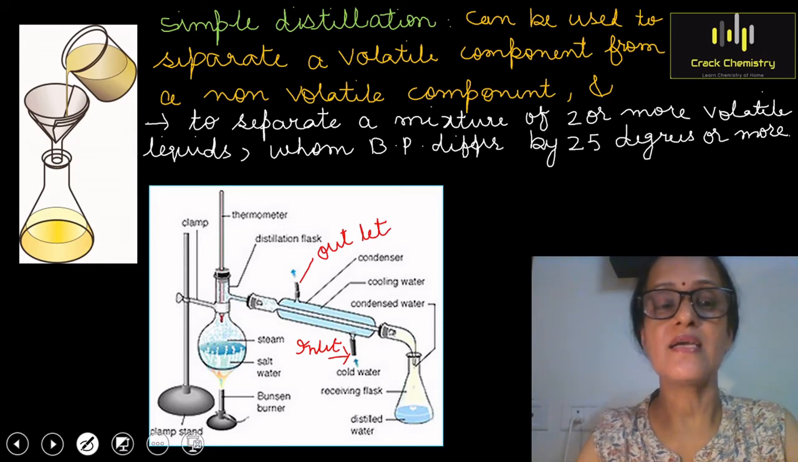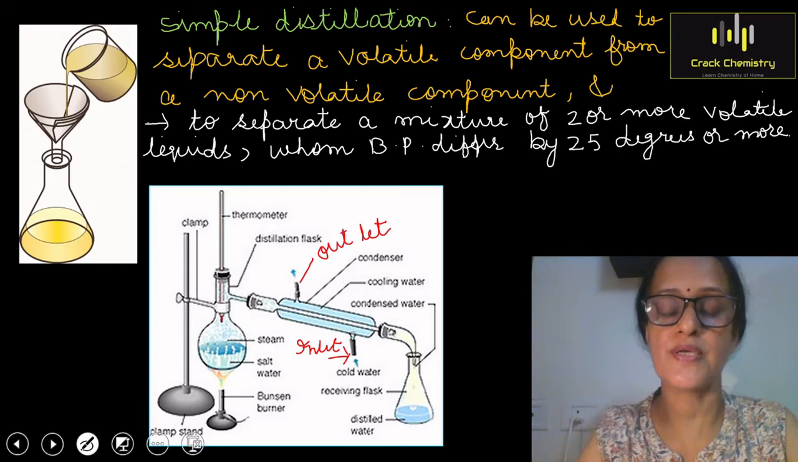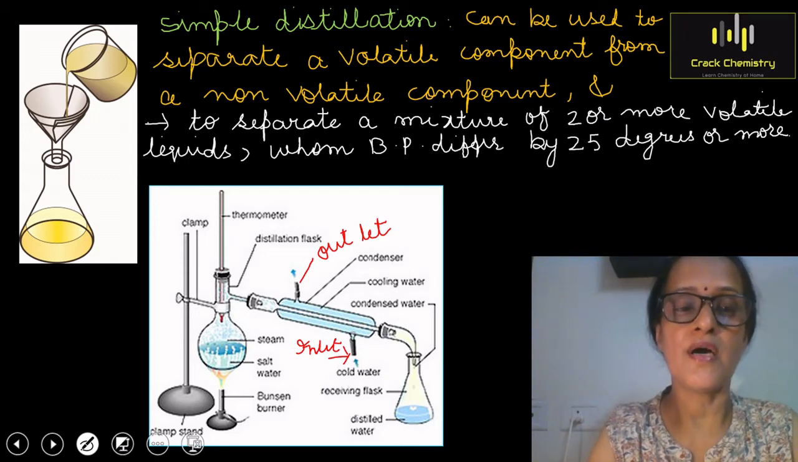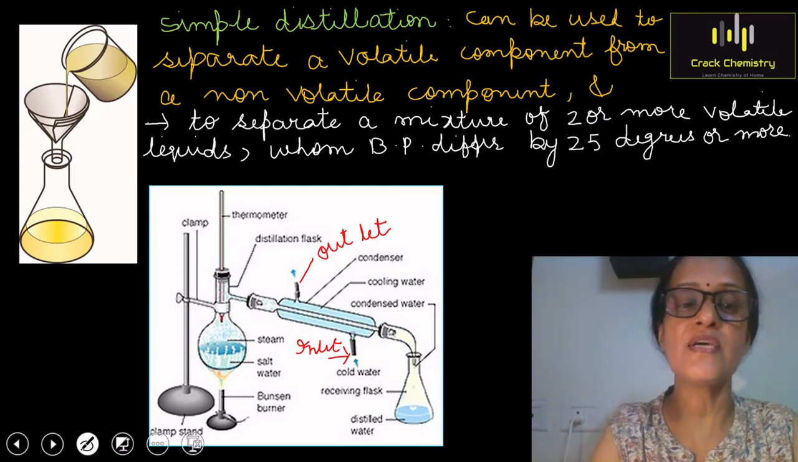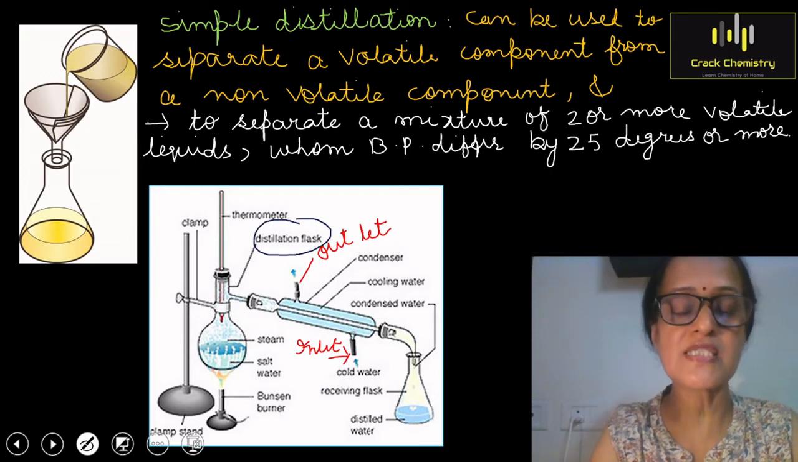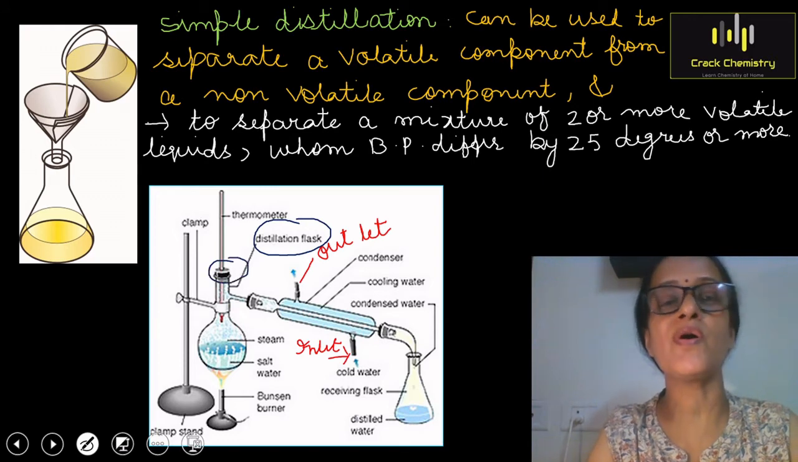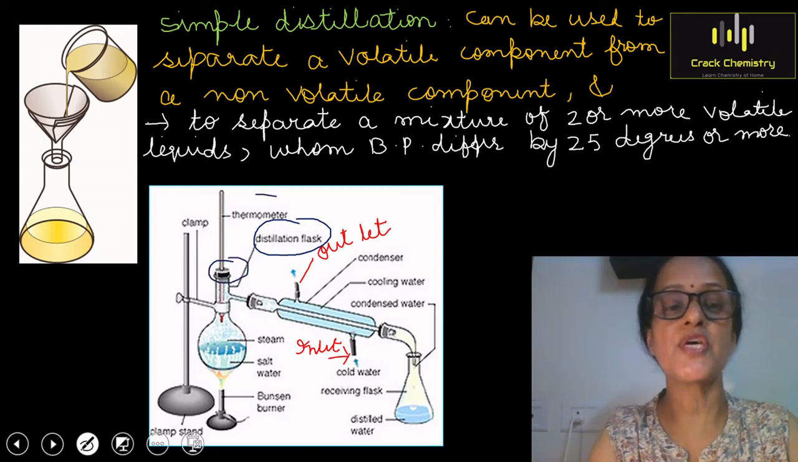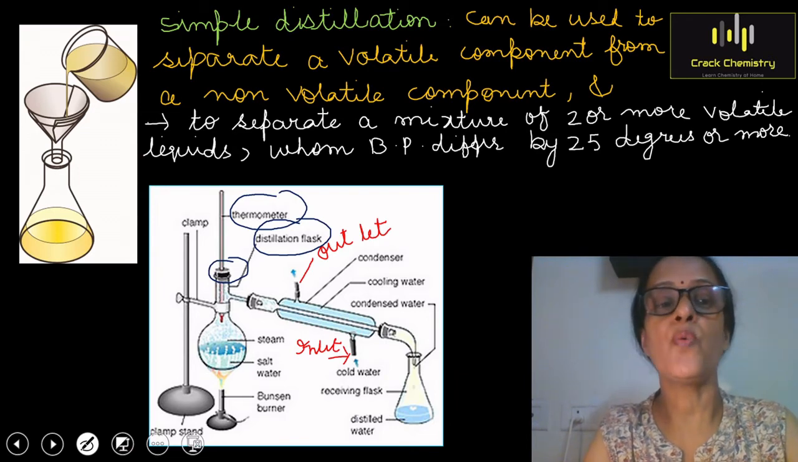You can see that the apparatus which is used for simple distillation is shown here. In this apparatus, a round bottom flask is there which is called the distillation flask. The mouth of the distillation flask is closed with the help of a cork. The cork has one hole in which a thermometer is fixed. And the round bottom flask is fitted with a stand with the help of a clamp. And this distillation flask is attached to a condenser with the help of the side arm.